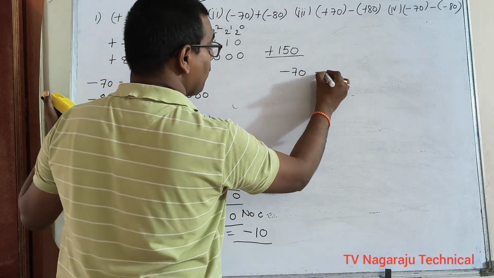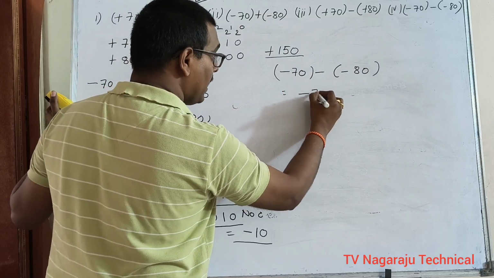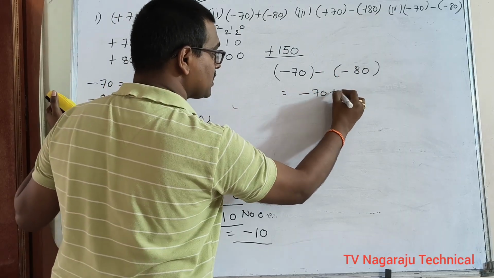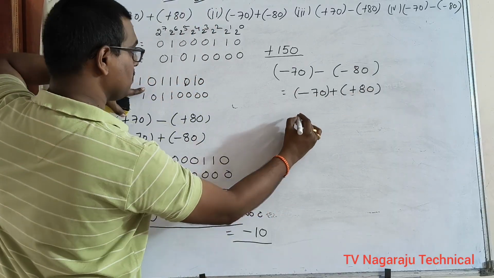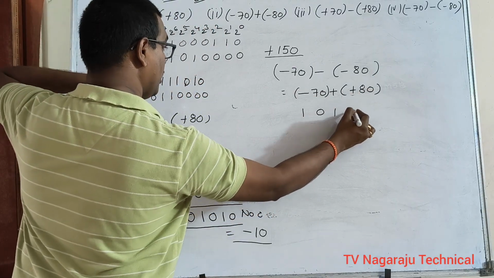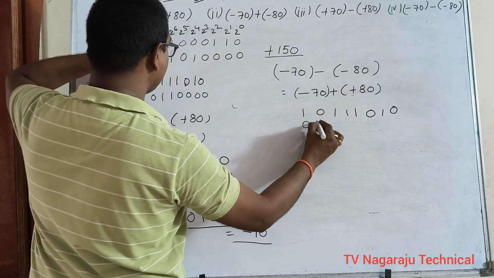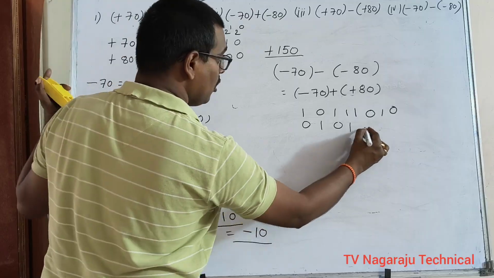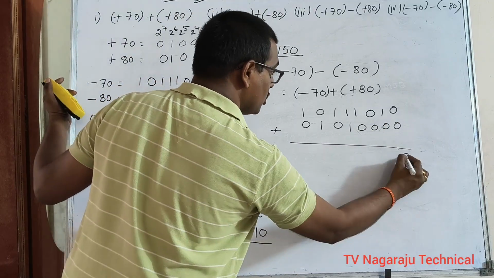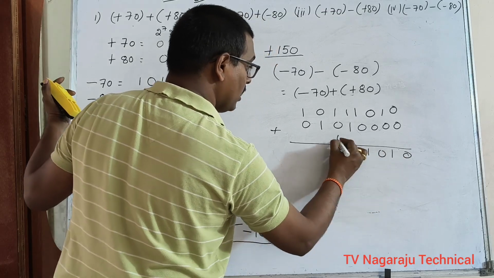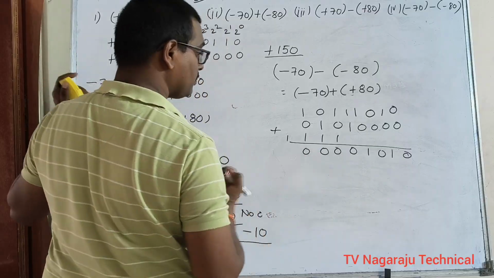Minus 70 minus 80. How do you do this operation? Simply minus 70 minus plus 80. So calculate. What is minus 70? 1011 1010. Plus 80 in the sense 0101 0000. So do the addition. 0 1 0 1 1 0 1 0 1 0 1 0.